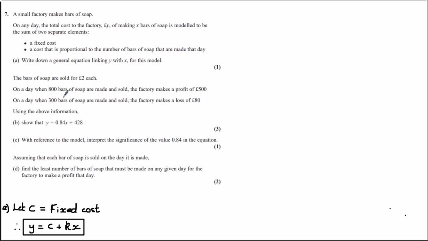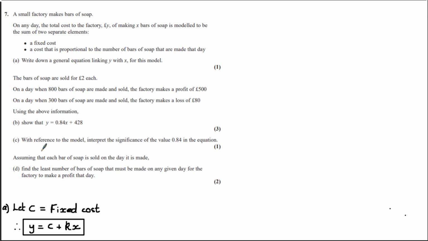On a day when 800 bars of soap are made and sold, the factory makes a profit of £500. On a day when 300 bars of soap are made and sold, the factory makes a loss of £80. Using the above information, part B asks us to show that y is equal to 0.84x plus 428, and this is a 3-mark question. In the previous question, we were able to find a general equation linking y with x.